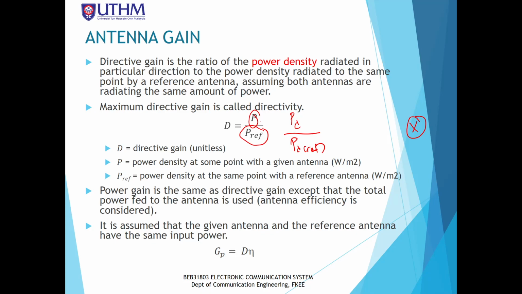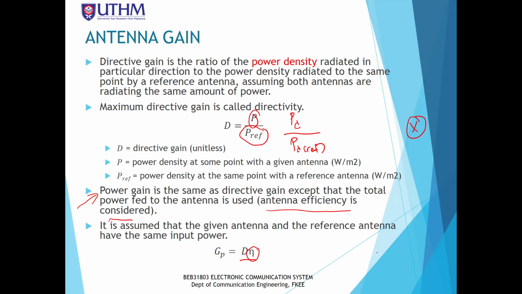And after that we also have power gain. The power gain is the same as directivity gain except that the total power fed to the antenna is used. Antenna efficiency is considered. So now we consider the antenna efficiency. The power gain GP is equal to the directivity gain multiplied by the antenna efficiency.